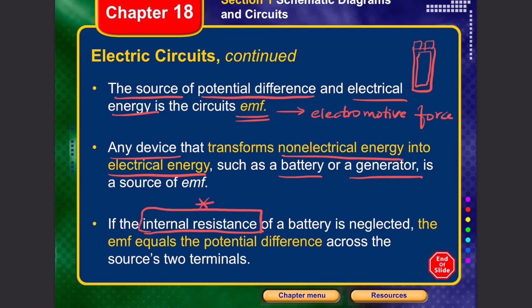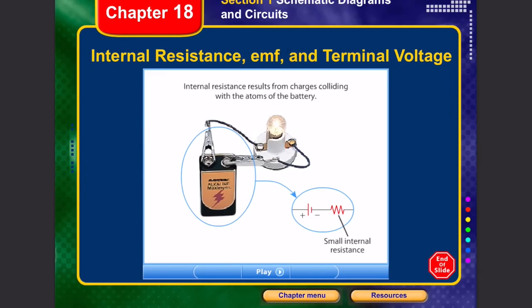The internal resistance is generally neglected because it's really small. The EMF generally equals the potential difference across the source's two terminals. That internal resistance is something that, for example, can heat up the battery. If you hold the battery after a long usage and notice that it feels hot, that hotness is coming from the internal resistance of the battery.